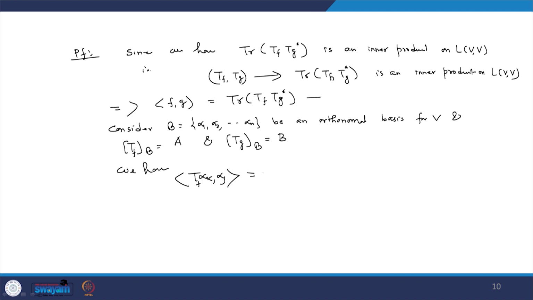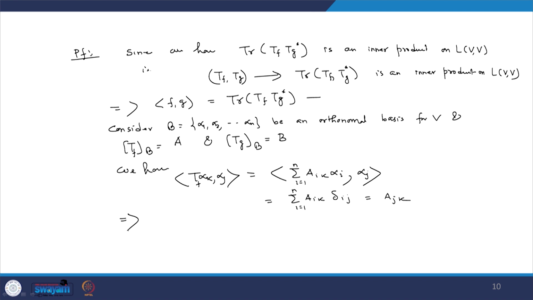What is this? So, this will be equal to the inner product of Tf of alpha k, which according to the definition of the matrix representation is equal to sigma A i k alpha i, i equal to 1 to n. I mean to say, we have to consider the kth column vector of the matrix A times alpha i, and alpha j. So, according to the definition of inner product, this is equal to sigma A i k and delta i j, i equal to 1 to n. So, this is equal to simply A j k.